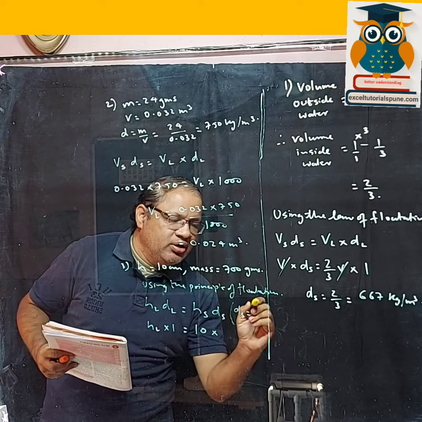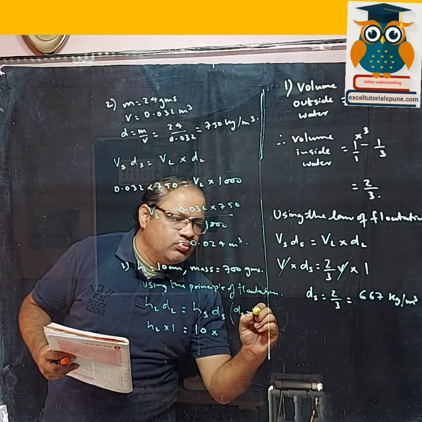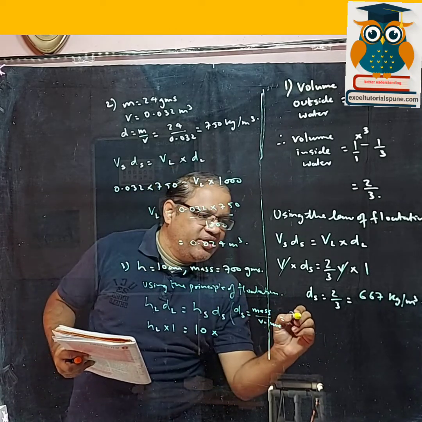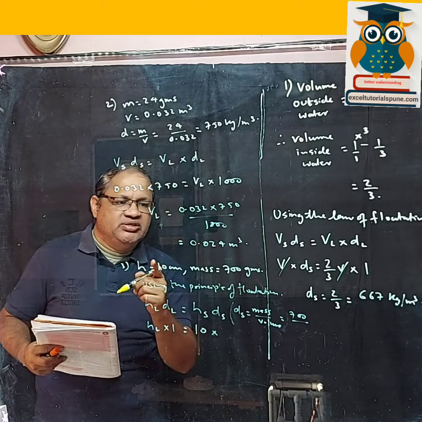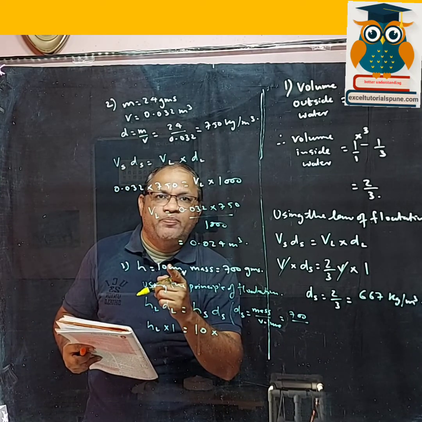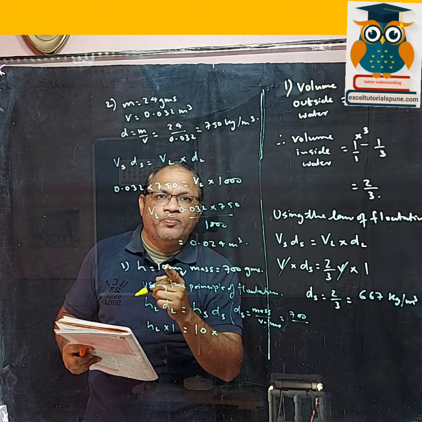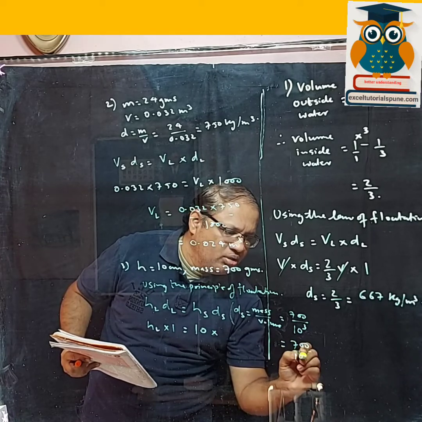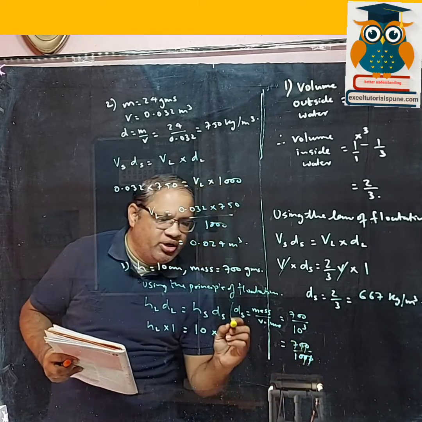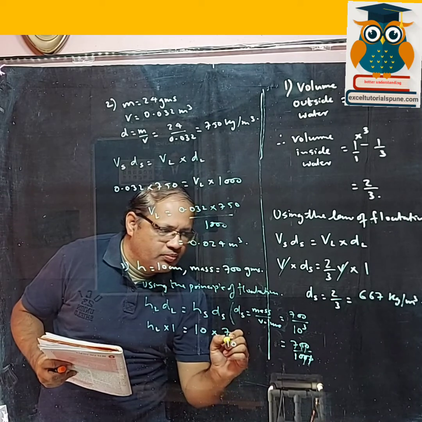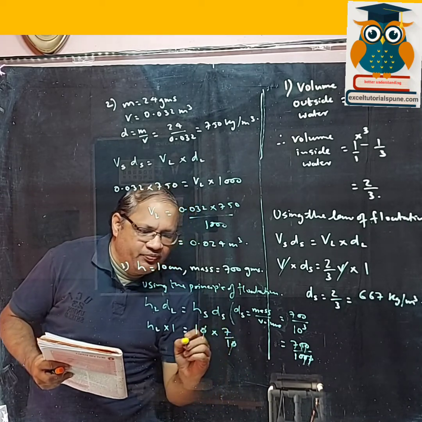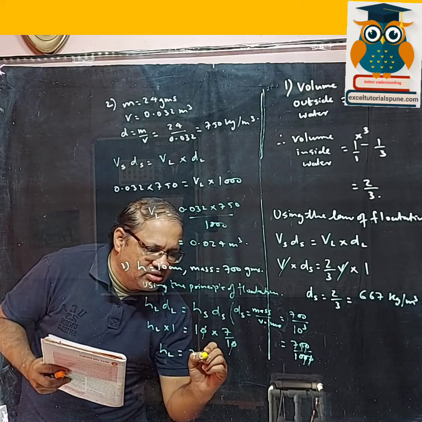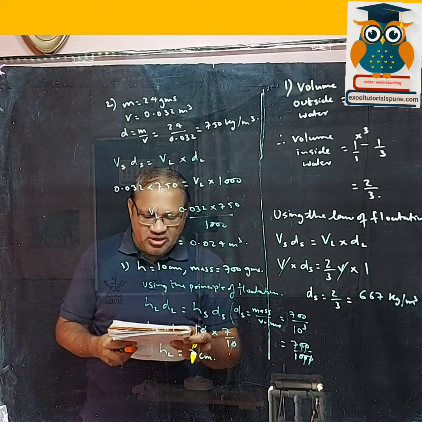Density is equal to mass upon volume. So mass is given, 700, and the side is 10 centimeter. So volume will be what? Side into side into side, side cube, so that is 10 cube. That is 700 upon 1000, 7 upon 10. The zeros get cancelled. So the height of the solid in liquid is 7 centimeter.